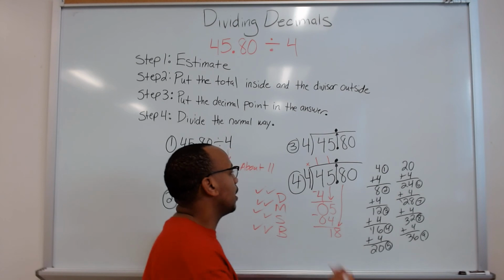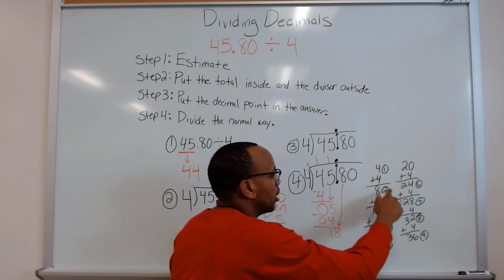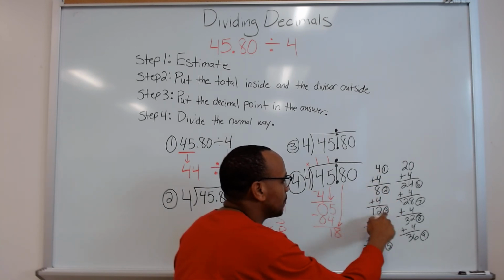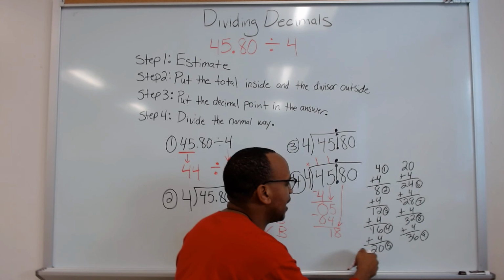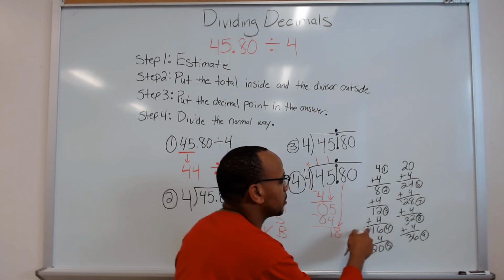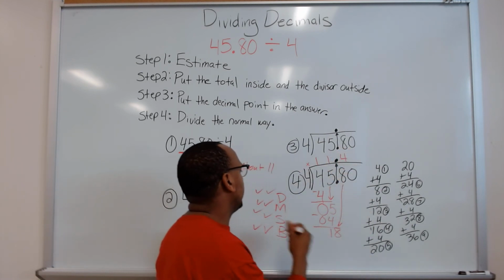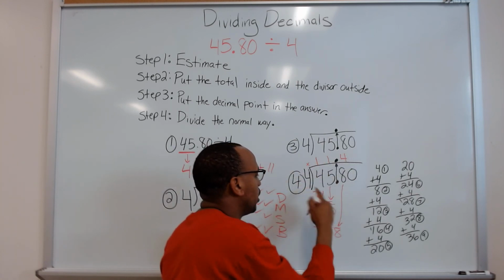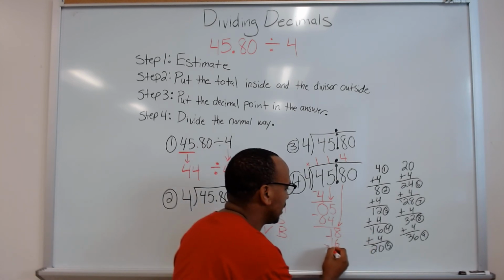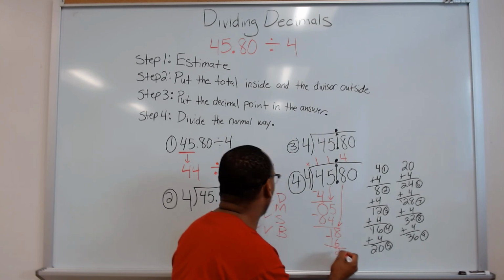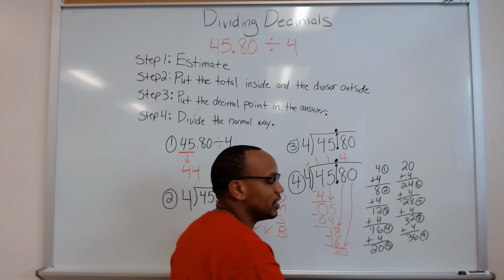Start the cycle again. 4 goes into 18. Now you say, oh, I don't know. Well, 1 group of 4 is 4. 2 groups of 4 is 8. 3 groups of 4 is 12. 4 groups of 4 is 16, so that's close. And 5 groups is 20. Well, 5 groups is too much. So I've got to use 4 groups, which is 16. Well, 4 goes up here. That's division. And 4 times 4 is 16. That's multiplication. Then subtract. 18 minus 16 is 2. That's subtraction. And bring down the last number and make it 20.